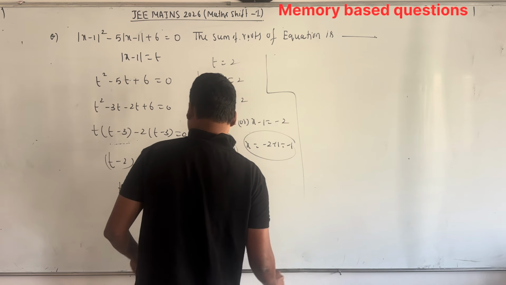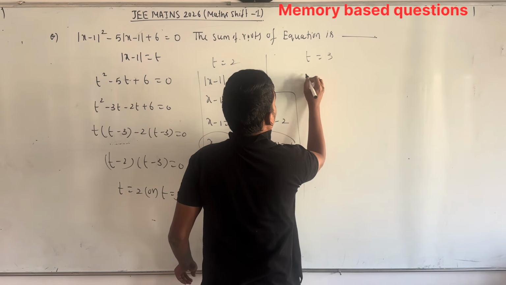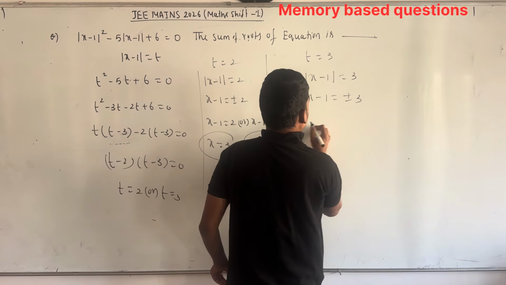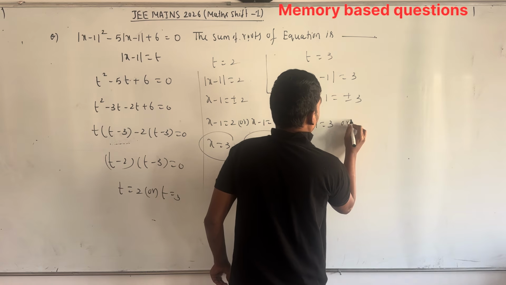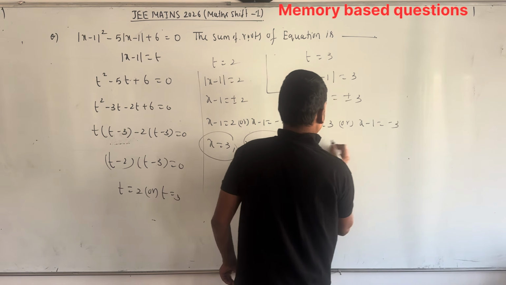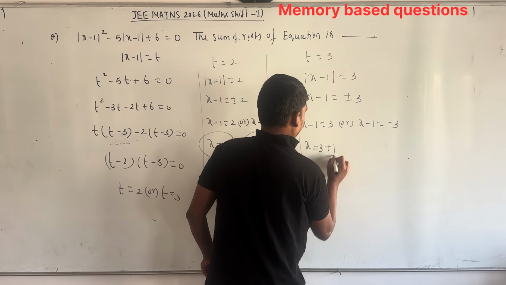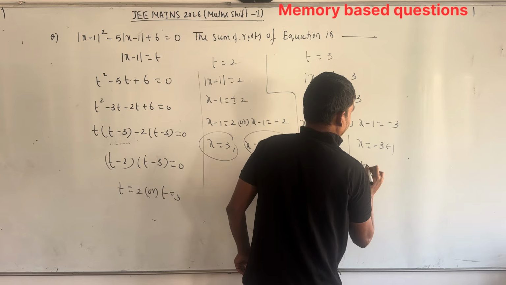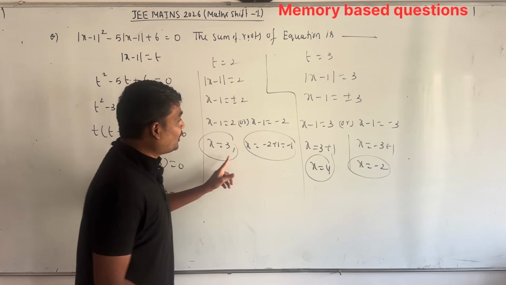Next one, we can see t equal to 3. So t equal to 3 means modulus of x minus 1 equal to 3, x minus 1 equal to plus or minus 3. We have two roots now, x minus 1 equal to 3 or x minus 1 equal to minus 3. X equal to 3 plus 1, we got x equal to 4, and x equal to minus 3 plus 1, we got x equal to minus 2. So now we got all these four roots.